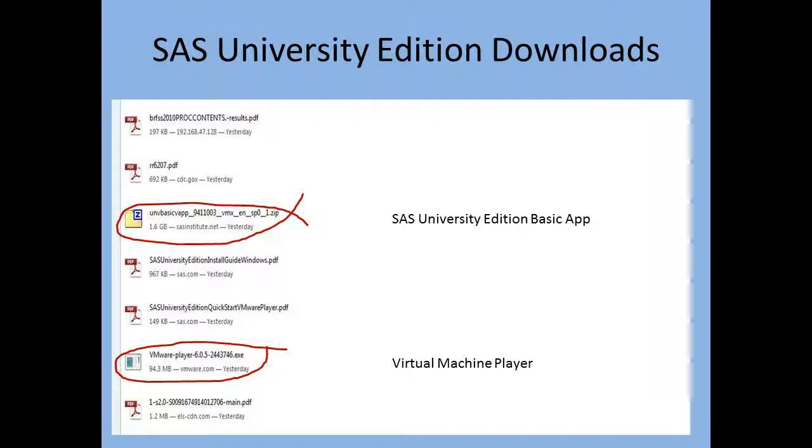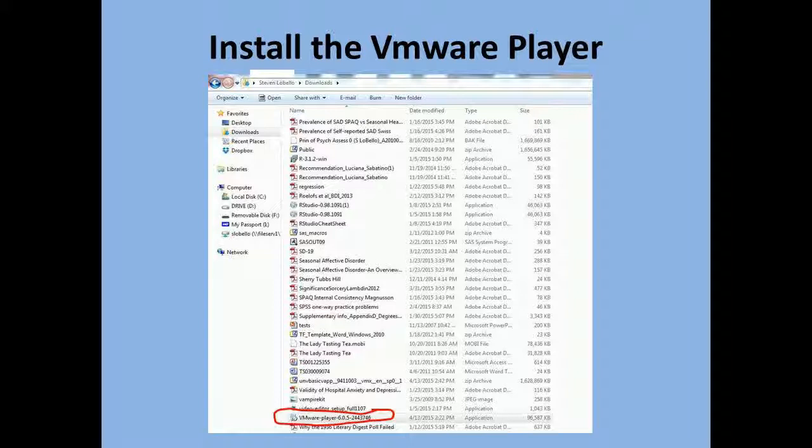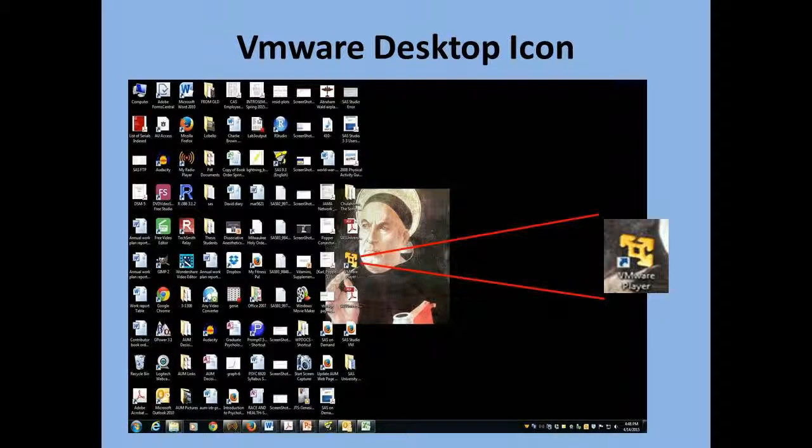So now we've downloaded SAS University Edition Basic App and the Virtual Machine Player, and we want to install those to our computer so they can function. We're going to start with the Virtual Machine Player, and I'm just showing you that my program is here in my download folder. Installing the virtual machine is really not a big deal. Just click on it and it'll bring up a wizard and just follow the instructions from the desktop. Once you've followed the installation wizard and installed VMware Player, then you should have an icon on your desktop that looks like this. By the way, the person there you see is St. Thomas Aquinas.